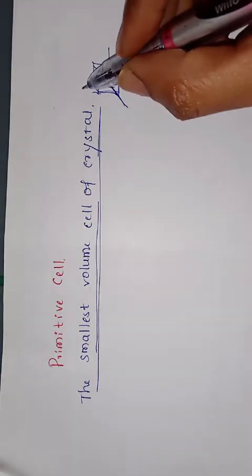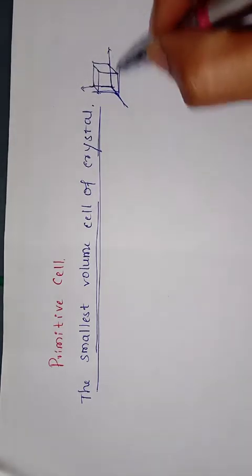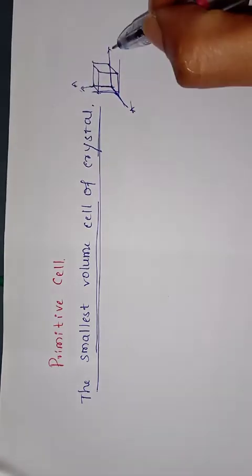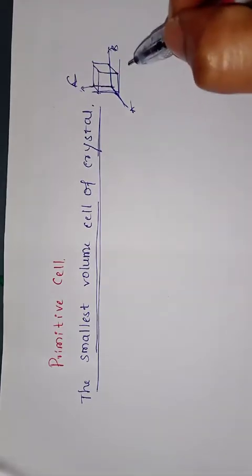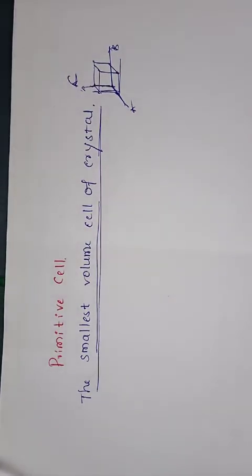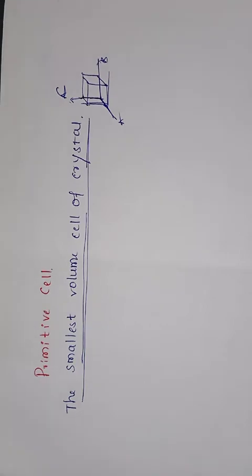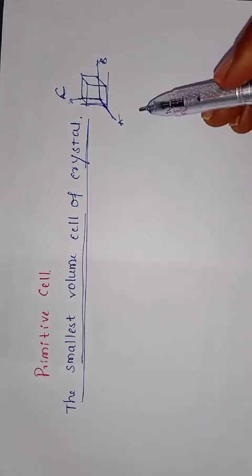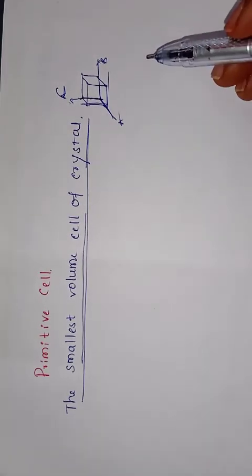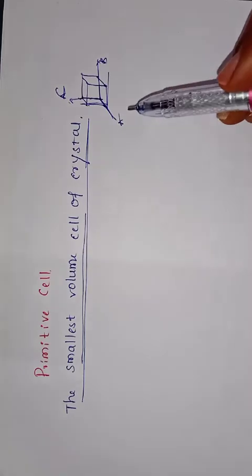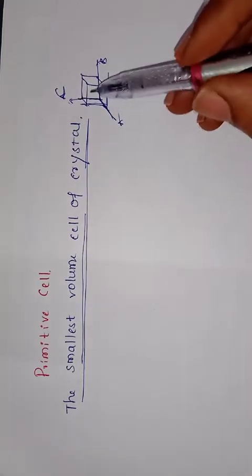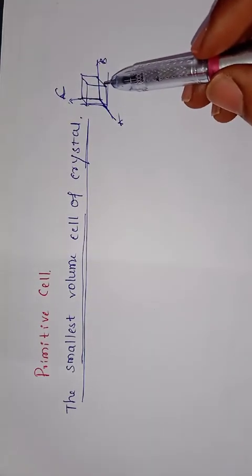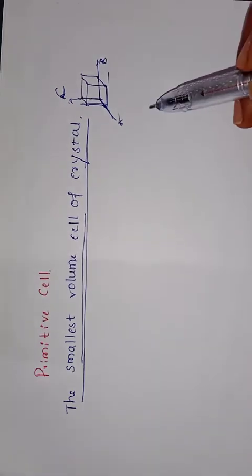This is the primitive cell, and this is A, B, C. These are the axes, the crystal axes. Translation vectors are primitive vectors if these vectors form three adjacent edges of a parallelepiped of smallest volume.